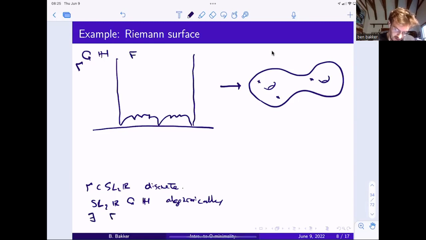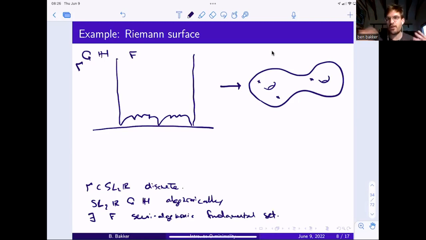There exists F, a semi-algebraic fundamental set. Okay, so now we have a semi-algebraic fundamental set for an algebraic action. That's enough to give the quotient the structure of a definable complex manifold. In fact, it's definable over the smaller structure R-alg, because we're taking a bunch of semi-algebraic sets and we're gluing them via algebraic functions, right?